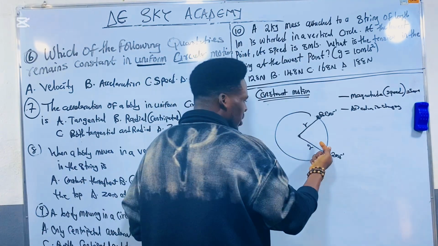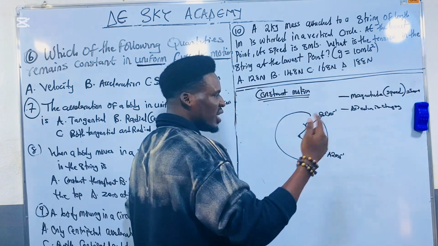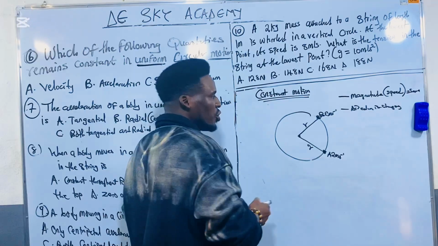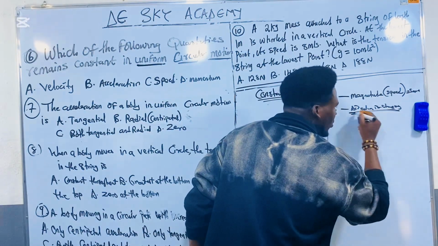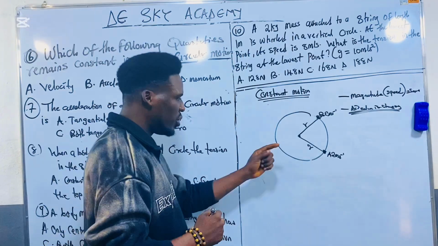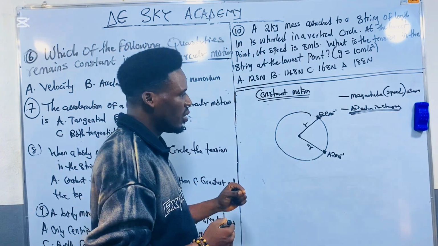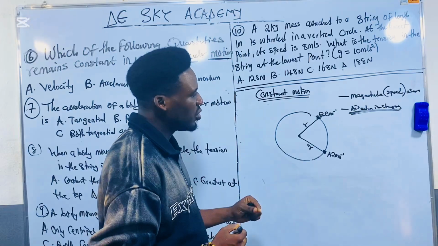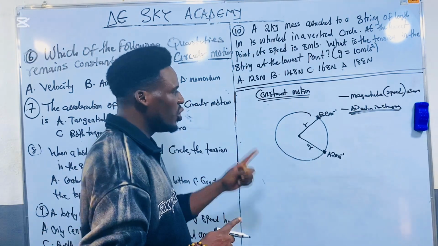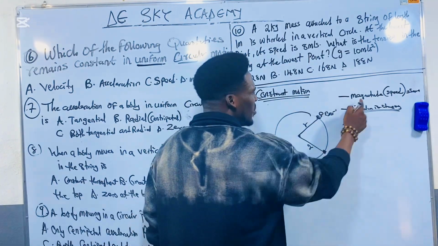Now, it is called centripetal acceleration because it is moving towards the center. It's called center-seeking acceleration. So this centripetal acceleration is as a result of change in the direction of the body. So the body is changing direction. And if the body is changing direction, that means an acceleration will occur. And that acceleration is called centripetal acceleration. So the only thing that is not changing here is just the magnitude of that body. And the magnitude of that body is the speed.